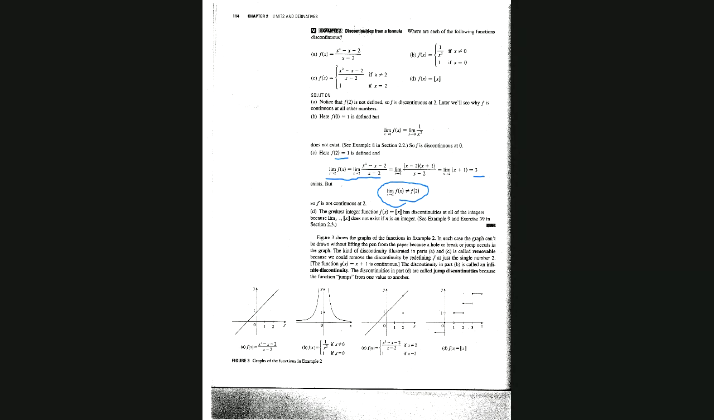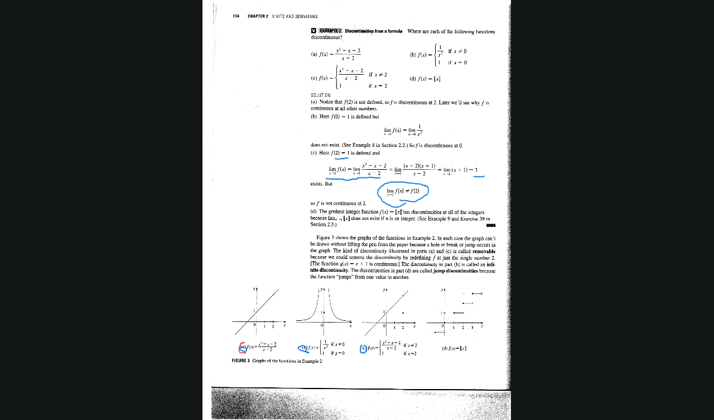And what they've done is they've drawn pictures, and I'll let you look at the greatest integer function. That's D there. You can look at that on your own. But they've drawn pictures of the functions for A, B, and C here. And you can see that the discontinuities for A, B, and C are each a little bit different.